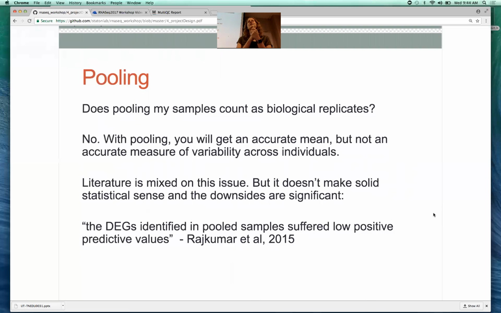You don't have real data for each independent biological replicate. You cannot measure variability in the system. And there are some papers that talk about how it can really give you low positive predictive values. So you're going to be much less good at detecting differentially expressed genes. So in general I do not recommend this, although I would say it's probably still publishable.